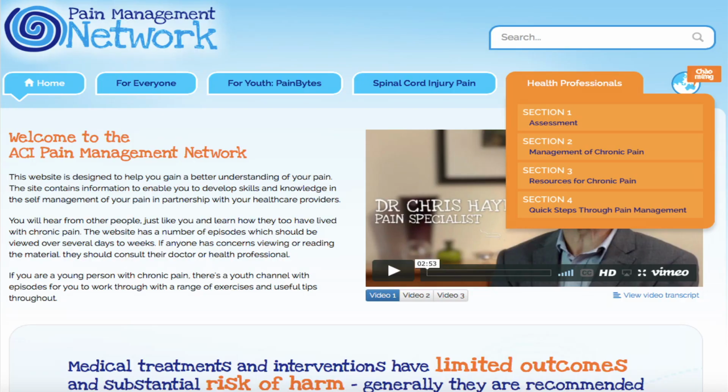I wanted to point out this website. This is the New South Wales Agency for Clinical Innovation Pain Management Network site. So just here, as you can see, the health professional tag that I've put down there has masses of resources. They've got a really good decision-making tree called the Quick Steps Through Pain Management. They've got lots of resources for practitioners, and they've got all the measurements and treatment agreements and lots of information there.